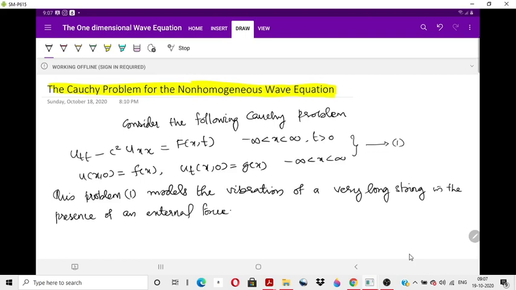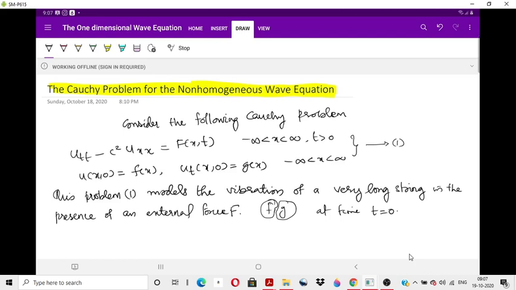Actually, this problem, for example, models the vibration of a very long string in the presence of an external force. So the capital F represents the external force. And as in the homogeneous case, the functions small f and g are the given functions: f represents the shape and g represents the vertical velocity of the string at the time t equal to 0.